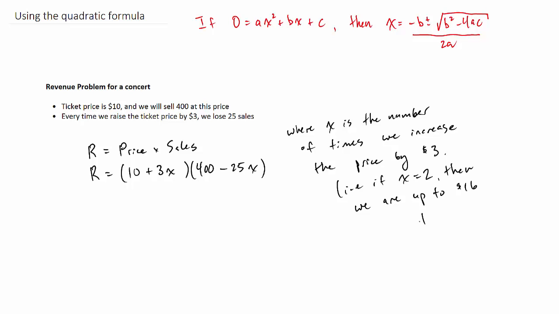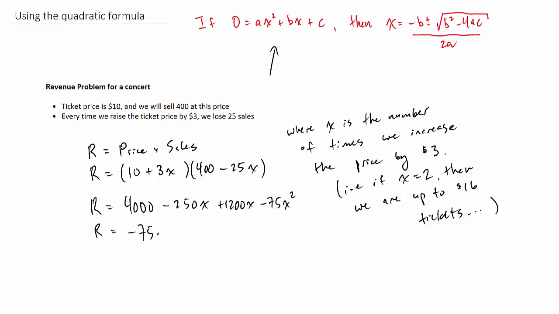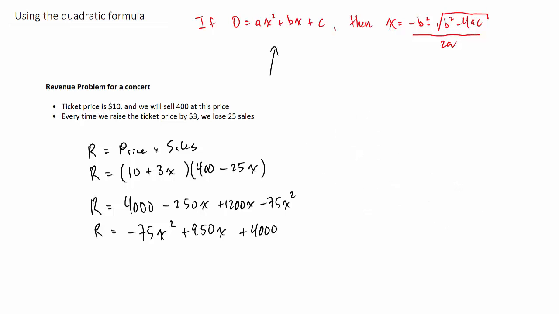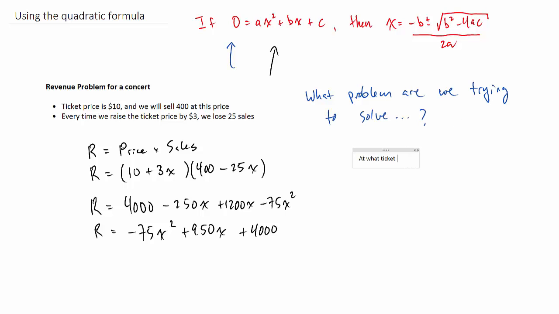But for example, if we had an x equals 2, that'd be an increase of $6. We'd go up to $16 tickets. So our goal is to make it look like that, with the 0 on one side. So first of all, we have to expand it out, collect like terms, and get it in terms of our a, b, c that we're used to. And we'll see that, first of all, we need to figure out, well, what problem are we trying to actually solve here? So essentially what we're trying to figure out is at what ticket price would nobody come to the concert? Maybe it's not the most interesting problem, but because it's quadratic formula section, we'll try it out.